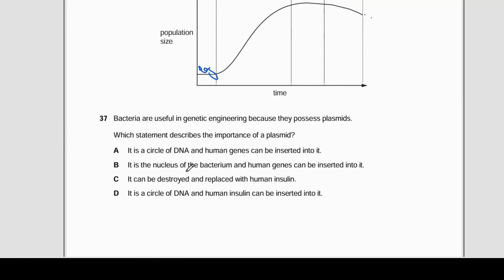Okay, bacteria are useful in genetic engineering because they possess plasmids. Which statement describes the importance of plasmids? Is a circle of DNA and human genes can be inserted into it? Yes, it can be correct. It is the nucleus? No, it is not the nucleus. It can be destroyed and replaced? No. It is a circle of DNA and human insulin can be inserted into it. Okay, this can also be correct, but we generally talk about the general processes. So genes can be inserted into it. So it's A.